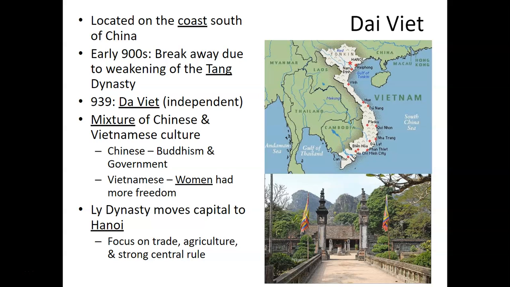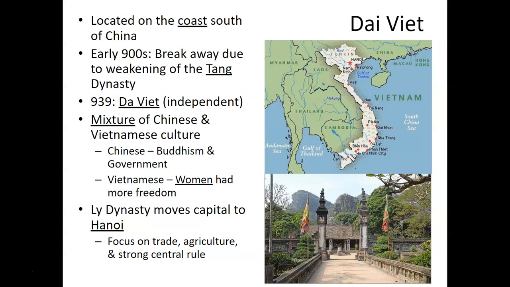And then from a Vietnamese standpoint, one of the things they bring to the table that's a little different from China is that women have much more freedom in the Dai Viet kingdom. Now, there's going to be a dynasty that takes hold in this area, known as the Lee Dynasty. They move the power base in Dai Viet to Hanoi, a very important city for them.